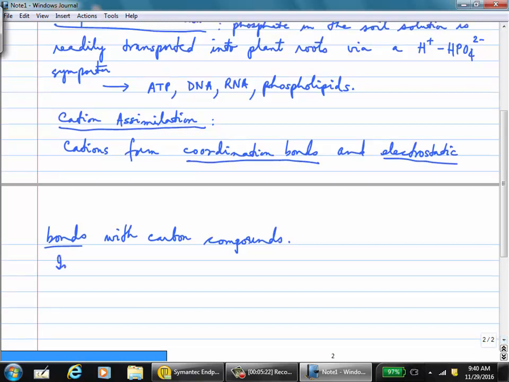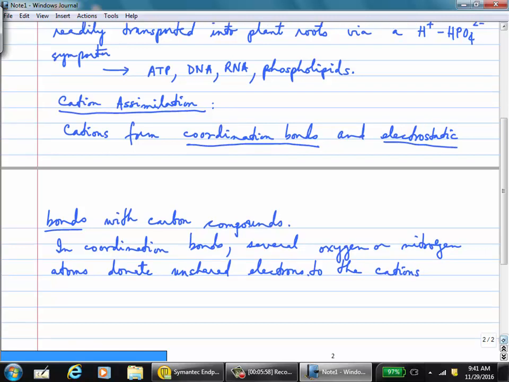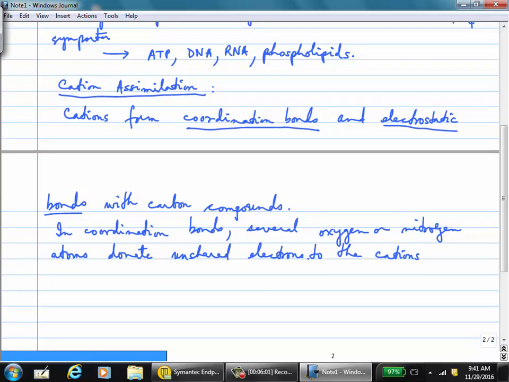So in coordination bonds, several oxygen or nitrogen atoms donate unshared electrons to the cations. So let's talk a little bit about one particular cation. Iron is absorbed from the soil by the roots of the plant, okay?